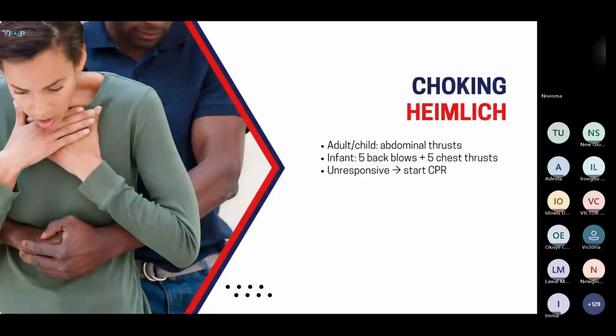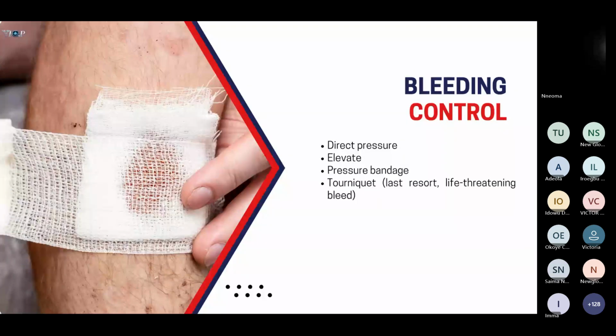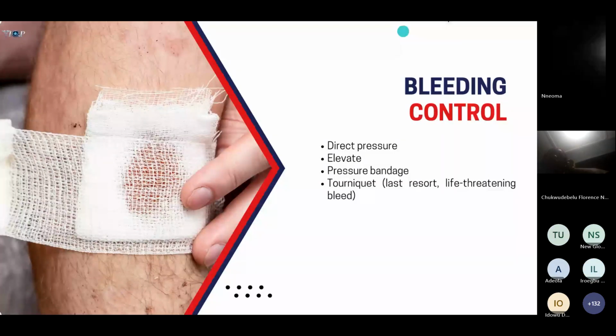Now, in the case of bleeding control, let's say there's a person beside you, there's an accident, industrial, road or domestic accident, so to say, and you want to stop the bleeding. The first thing to do is to apply pressure. You're applying pressure with a clean cloth, please, not a dirty cloth, on the bleeding site.